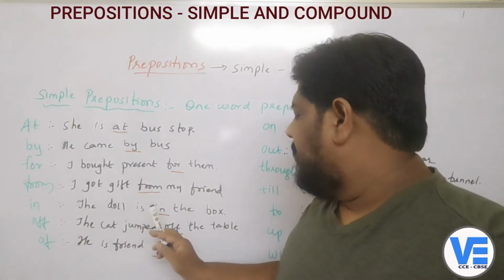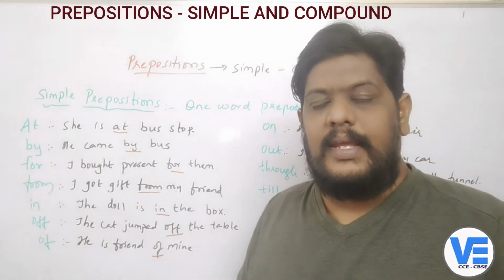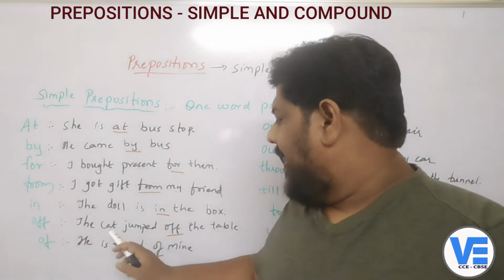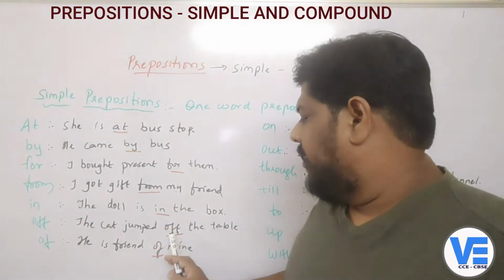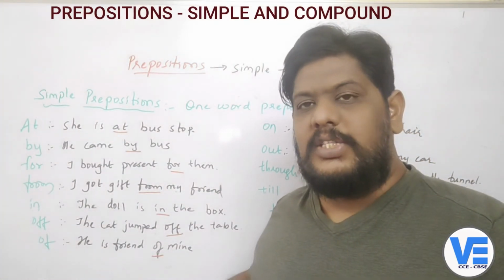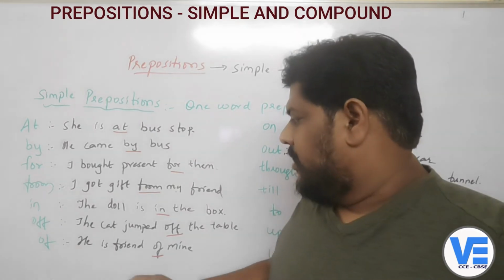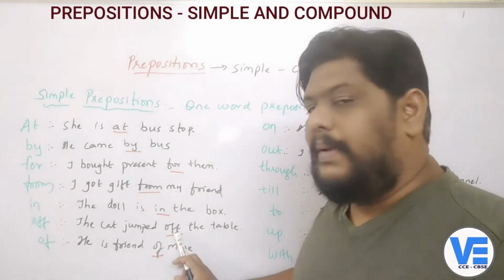The doll is in the box. So here "in" becomes the preposition. The cat jumped off the table. So here "off", in the sense it jumped off the table, right? So it is no more on the table. So the cat jumped off, OFF, off, right?